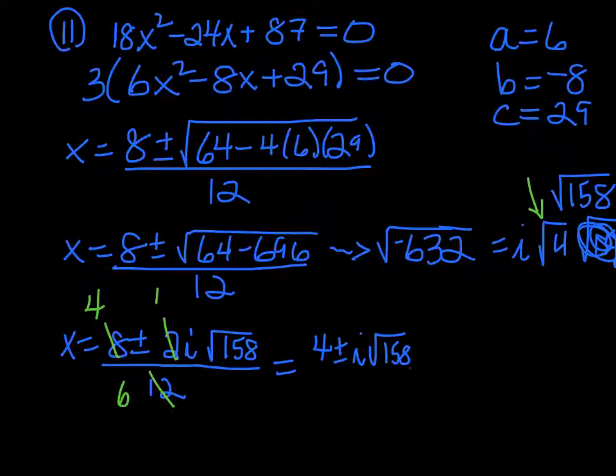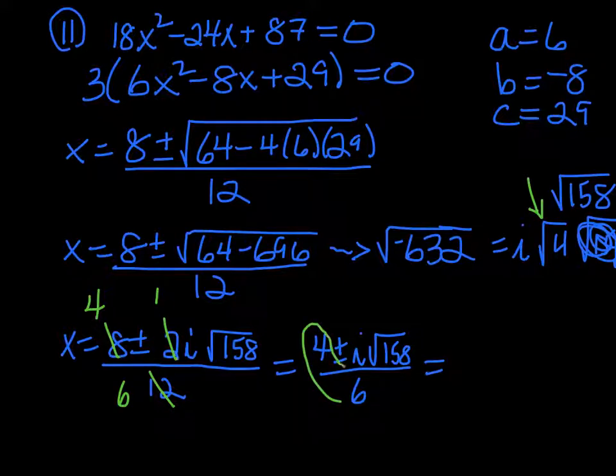Let's make that look like an 8, all over 6. All right, now that still doesn't match any of the answers that I have, but I am getting pretty darn close. I'm going to go an extra step. So what I'm going to do is split this up, because it does not say a plus bi form, but I notice that all my answers are in a plus bi form.